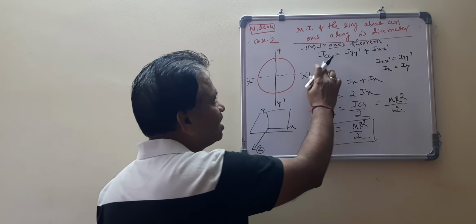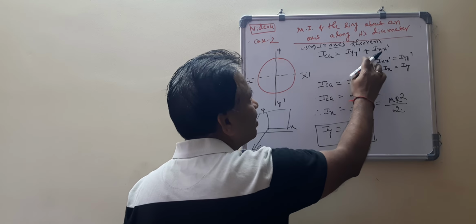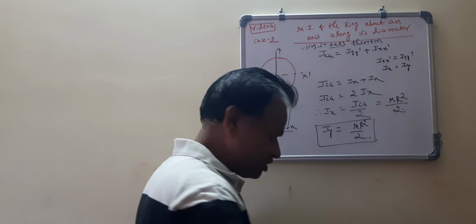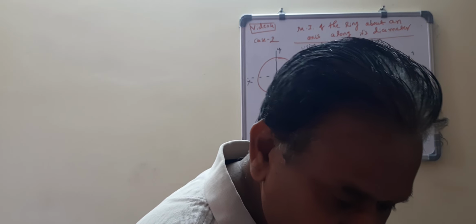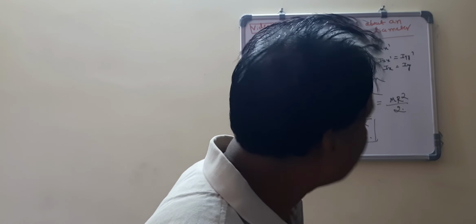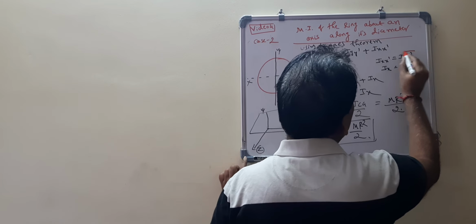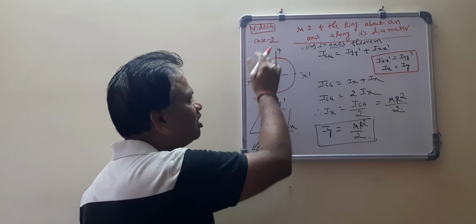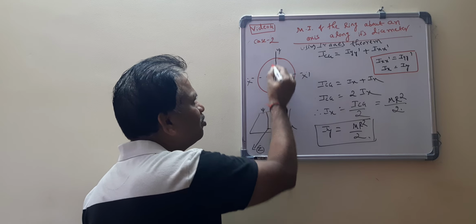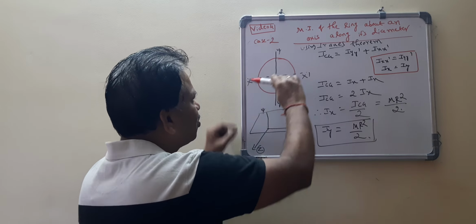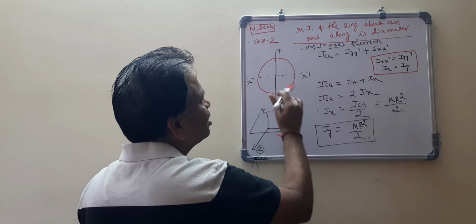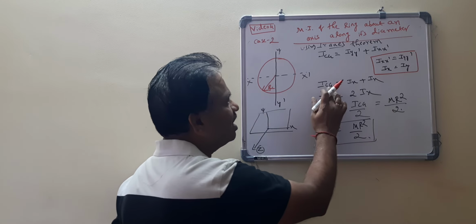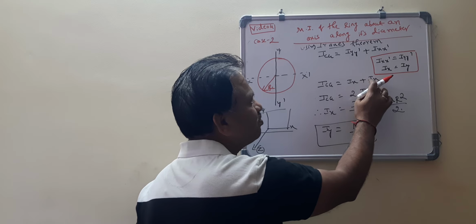Using the perpendicular axis theorem, here ICZ equals IYY dash plus IXX dash. Here, this point is important. I told you Ix equals Iy, or else Ix dash equals Iy dash, because the mass is same. Whether you are rotating about this axis or about this axis, it is same, because the radius is same. That's why I have written Ic is equal to Ix plus Iy.